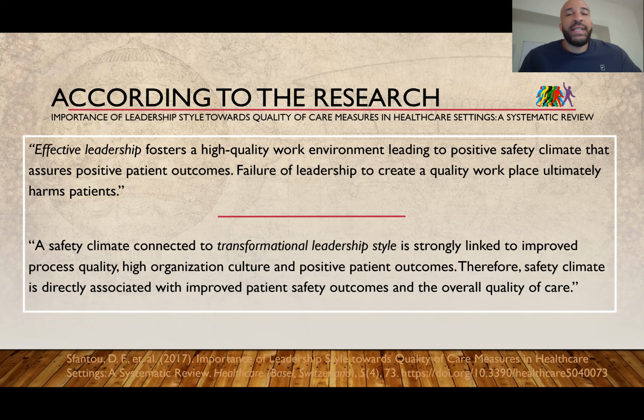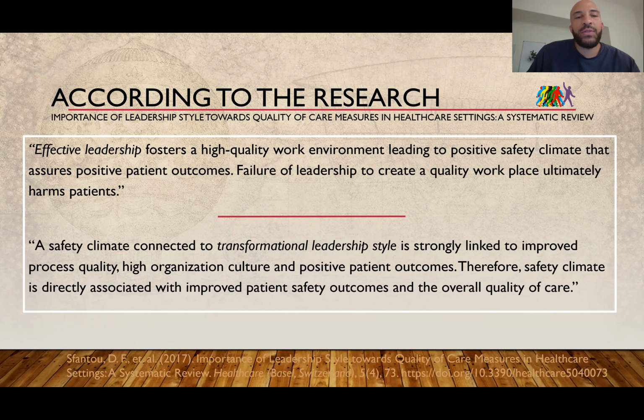So it says that effective leadership fosters a high quality work environment, leading to a positive safety climate that assures positive patient outcomes. Failure of leadership to create a quality workplace ultimately harms patients.